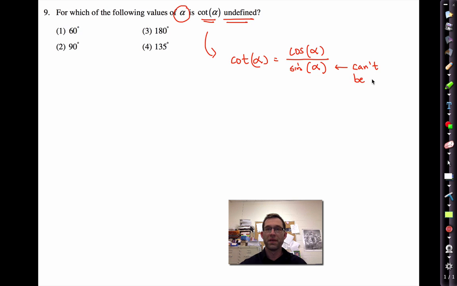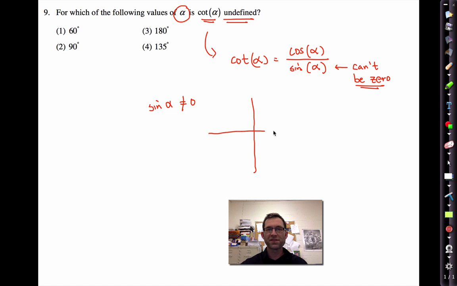Can't be 0. Now, when I'm saying that this can't be 0, I don't mean that alpha can't be 0. It can, but let's not worry about that right now. I'm saying that the sine of alpha can't be 0. Otherwise, it'll be undefined.